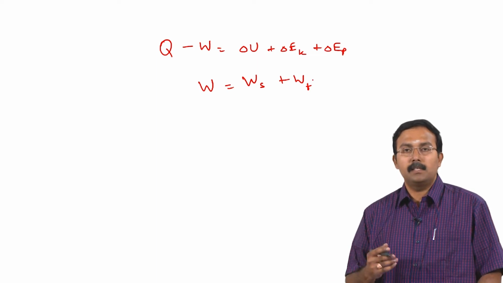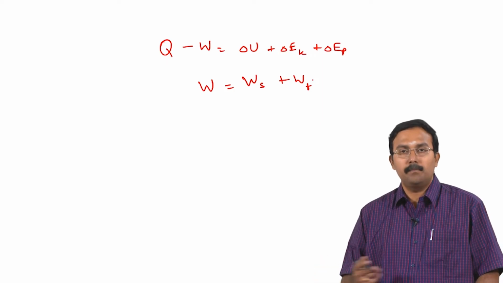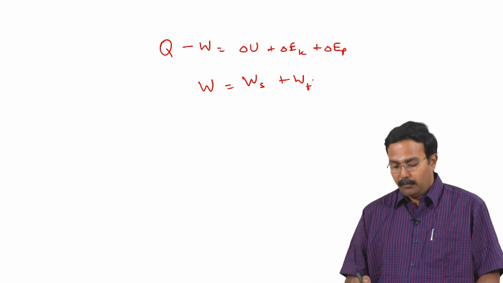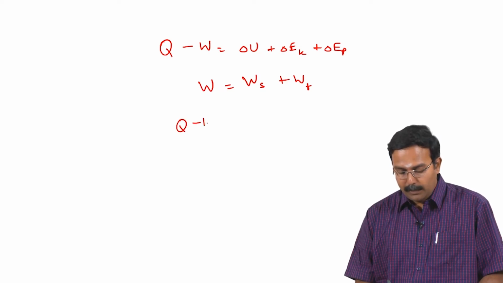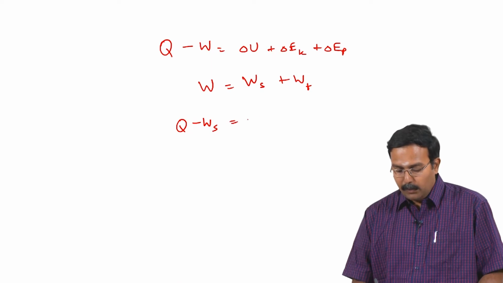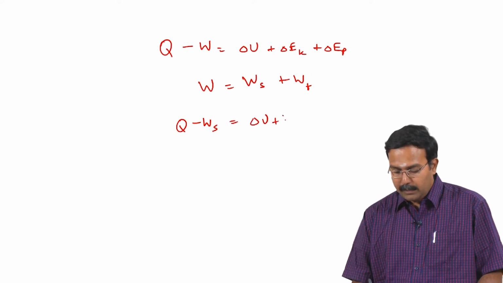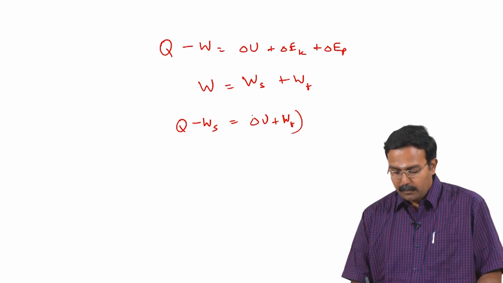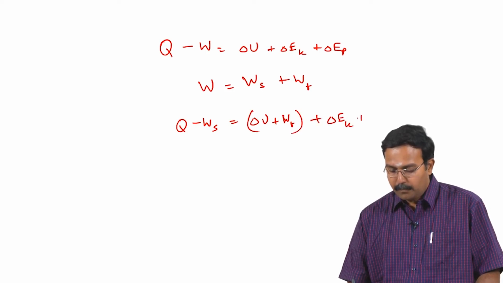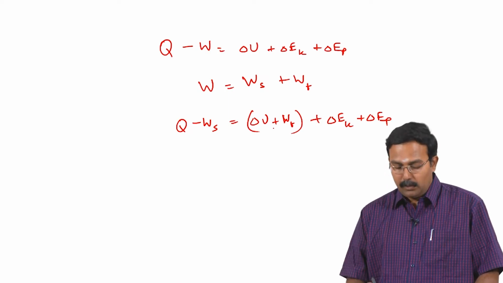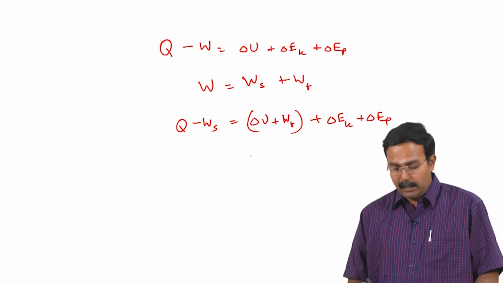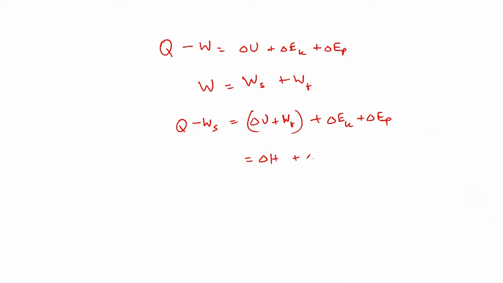The flow work is important in an open system because material is flowing in and out, and therefore the flow work accounts for this, and the equation becomes Q minus Ws equals delta U plus Wf plus delta Ek plus delta Ep. As flow work can be written as PdV, delta U plus P delta V would become delta H, giving you enthalpy, and this would be the equation for an open system.